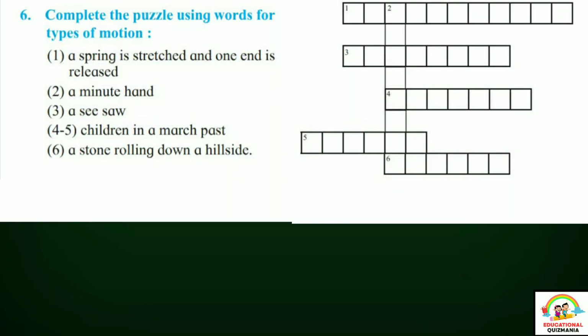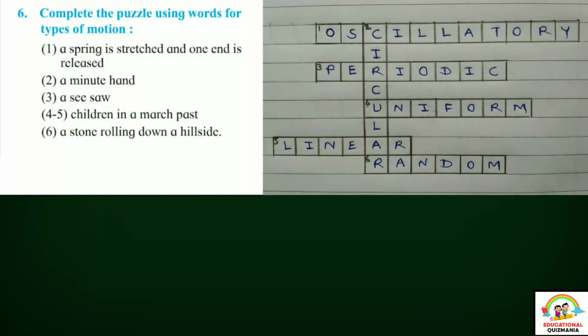Question number 6. Complete the puzzle using words for types of motion. 1. A spring is stretched and one end is released. Answer is oscillatory motion. 2. A minute hand. Answer is circular motion. 3. A seesaw. Answer is periodic motion.